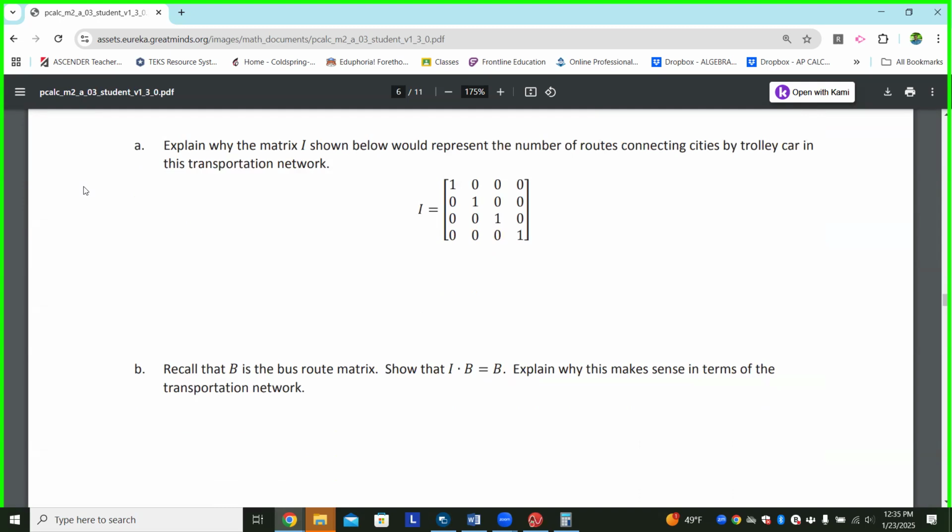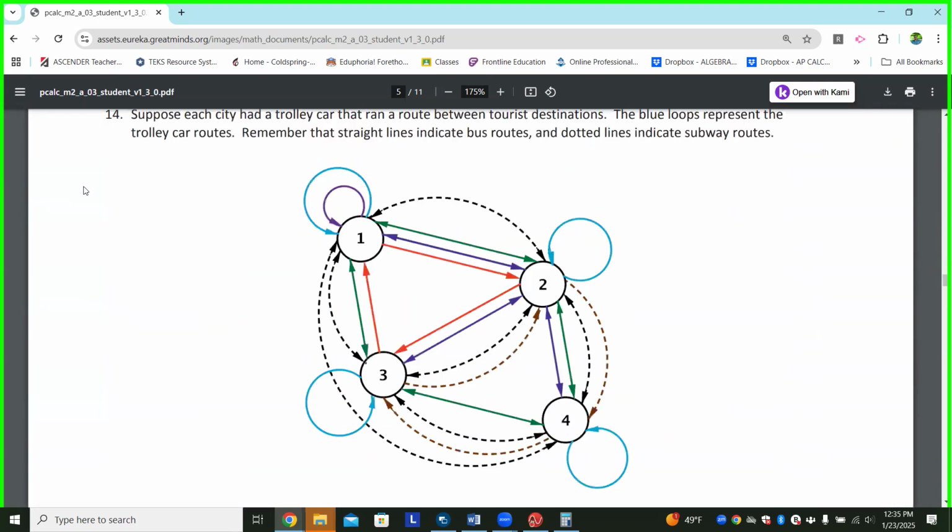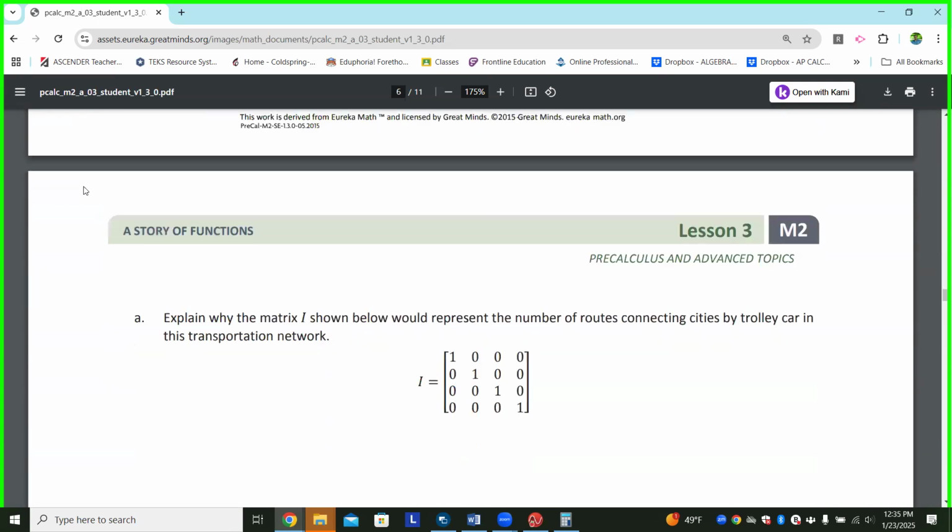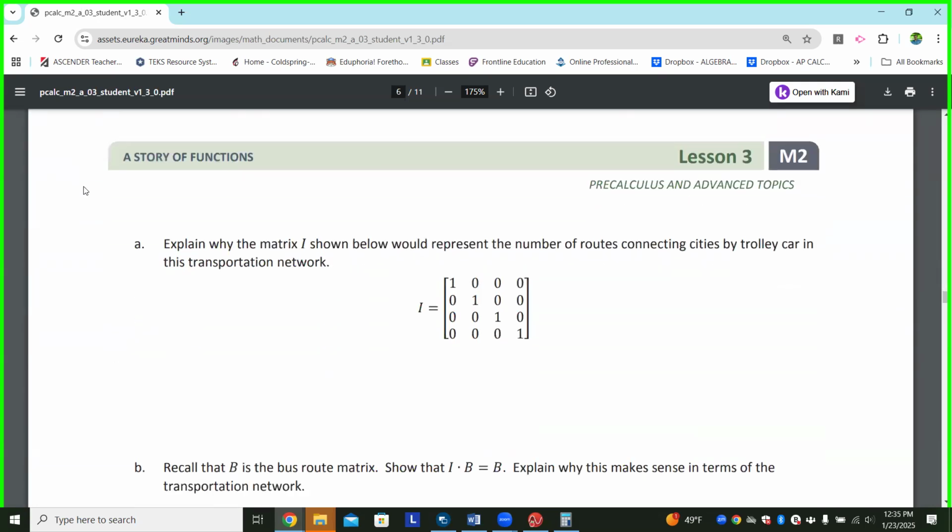So if you notice, every one of these trolleys are just connecting to themselves. So how many ways do I got from city 1 to 1? 1, right? Well, that makes sense, right? Just trolley wise, to get from city 1 to 1, I have one way. How many trolleys do I got from city 1 to 2? 0. How many from 1 to 3? 1 to 4. From city 2 to 1. But what about 2 to 2? And then so on, right? And then from city 3 to 3, and then city 4 to 4, and the rest of them will all be 0.